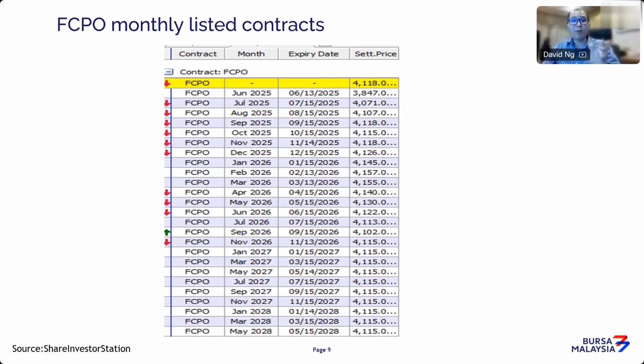Now, keep in mind, all these calendar or time spreads are exchange-listed contracts. So you can get them on the exchange, or even from your broker. But keep in mind, you can do many derivations.